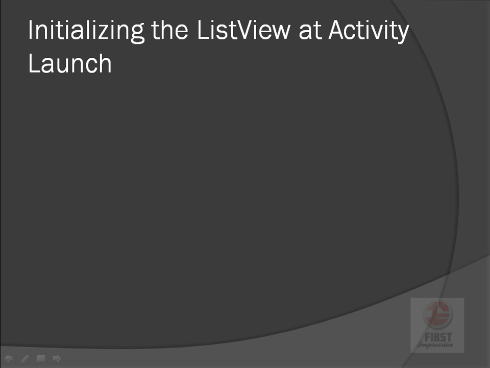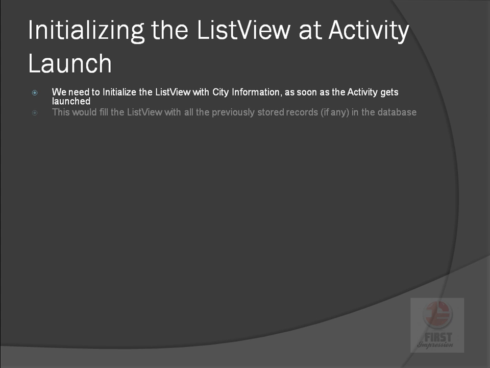Okay, let's initialize the ListView at activity launch. Whenever the activity is launched, at that time we want all the information of the city inside the ListView. Thus, we would fill the ListView with the previously recorded cities that we have in the database. So, if you have information about 5 cities in the database, all that information should first come from the database onto the ListView whenever you are starting the activity.